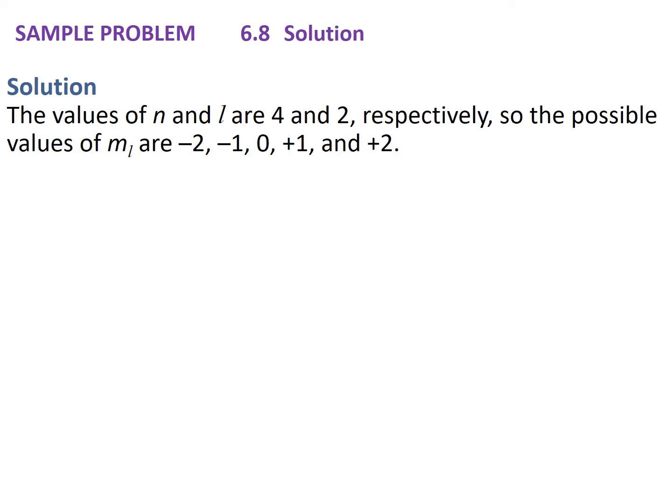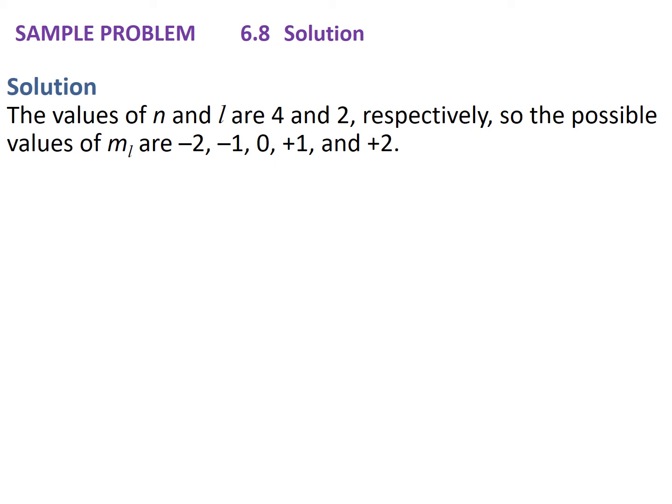So there it is. You have n equals 4, L equals 2, and m sub L being those 5 different values for the 5 different orientations of a 4D orbital. This is an important note.